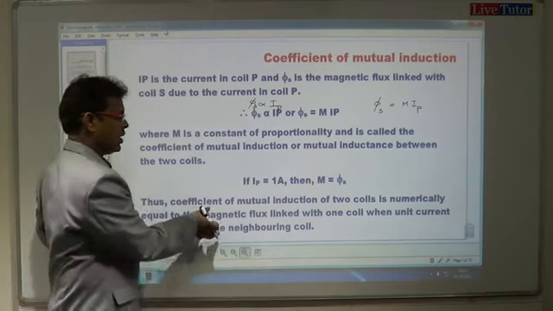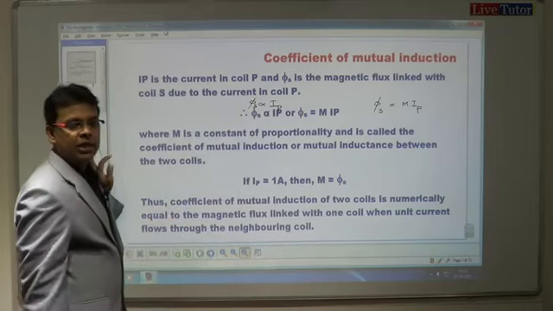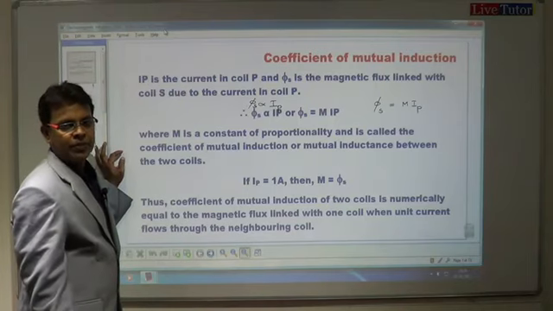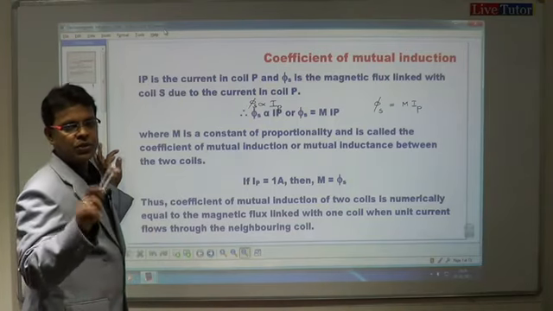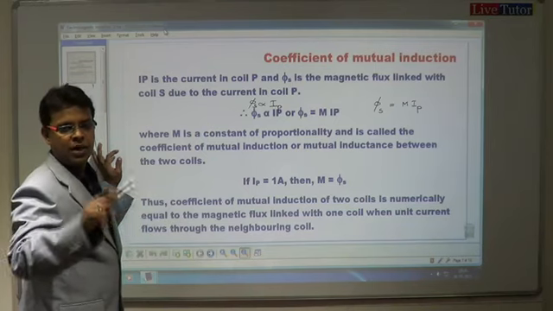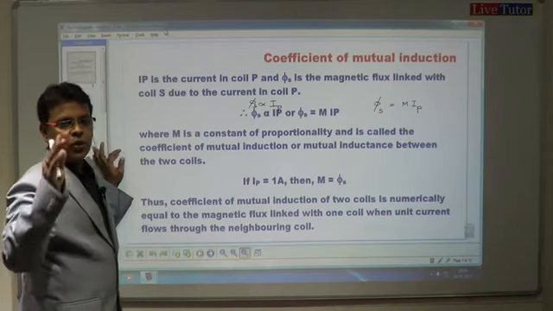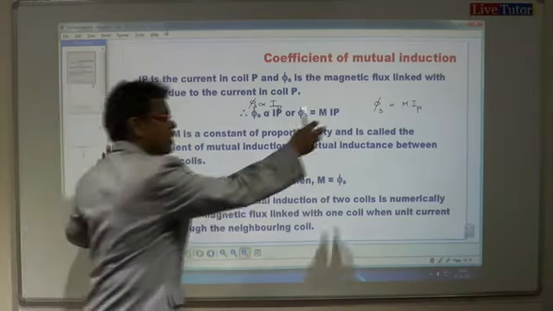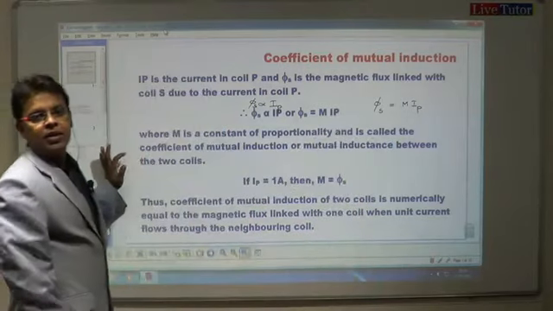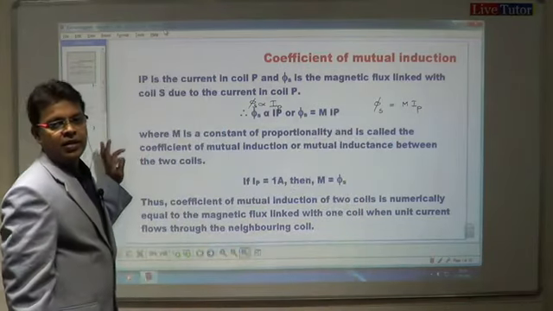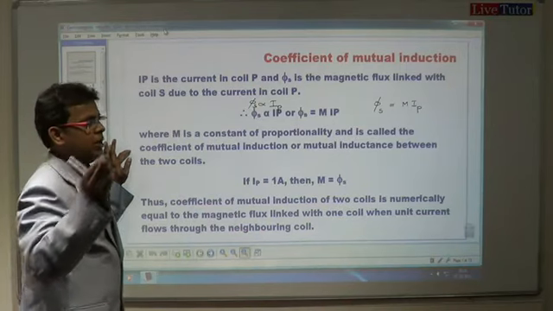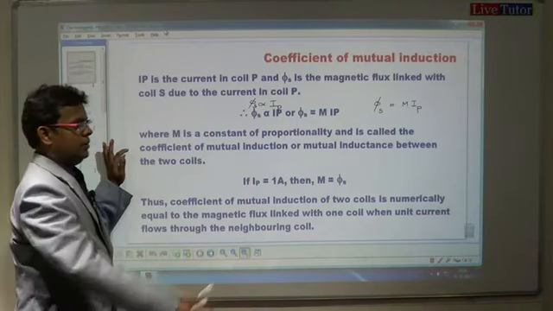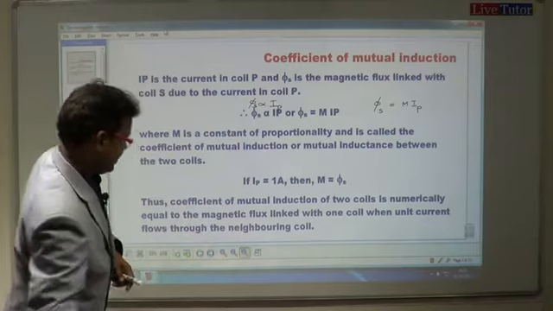So I'll repeat that. This is one of the another important 3-mark question. Define coefficient of mutual induction or define mutual inductance அப்படினு சொல்லுவாங்க. So இந்த mutual அப்படினால ரெண்டு காயில் ஞாபகம் வச்சுக்கணும். First coil and neighboring coil னு சொல்லலாம். இல்ல one coil other coil அப்படினு சொல்லலாம். So coefficient of mutual induction of two coils is numerically equal to the magnetic flux linked with the one coil when unit current flows through the other coil or neighboring coil. எப்படி வேணாலும் சொல்லலாம். Okay? So this is the important definition. Remember that.